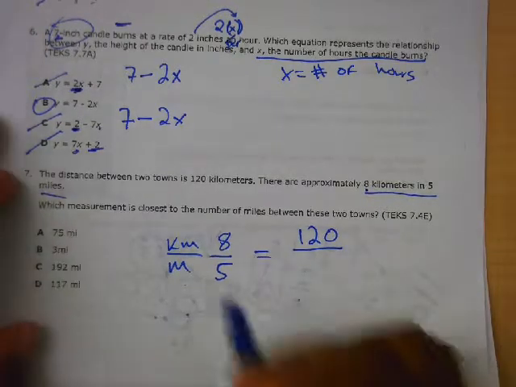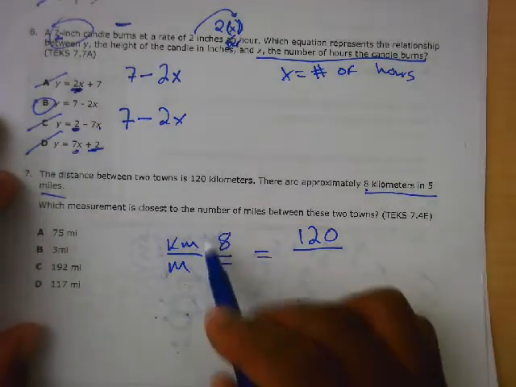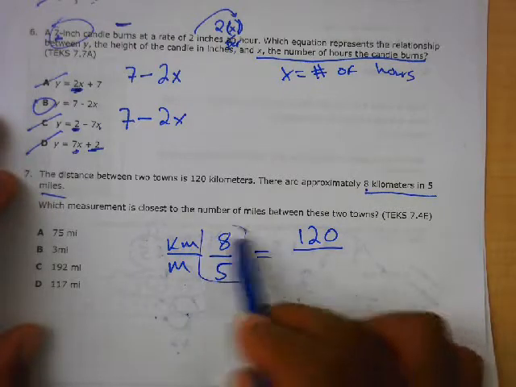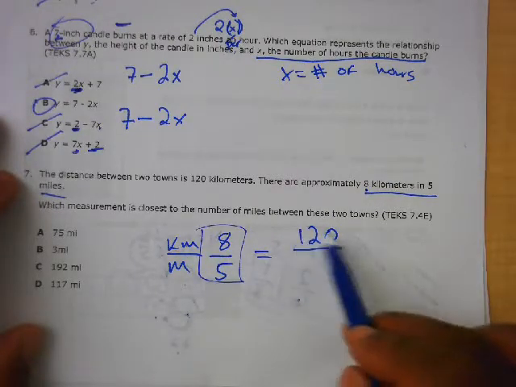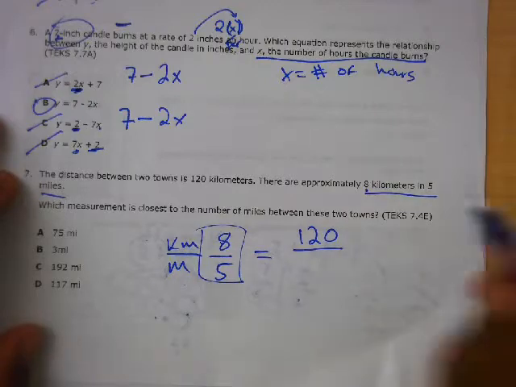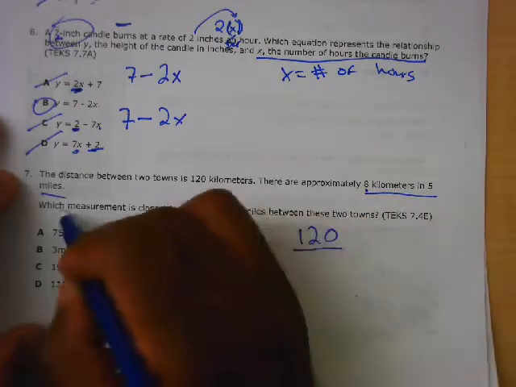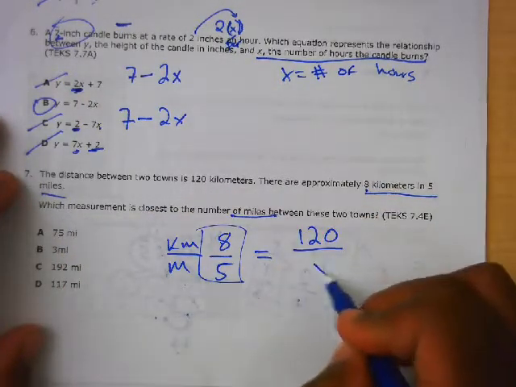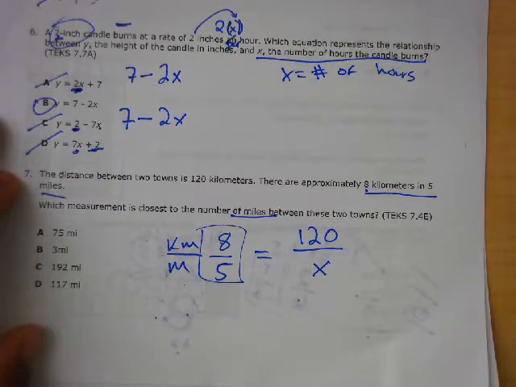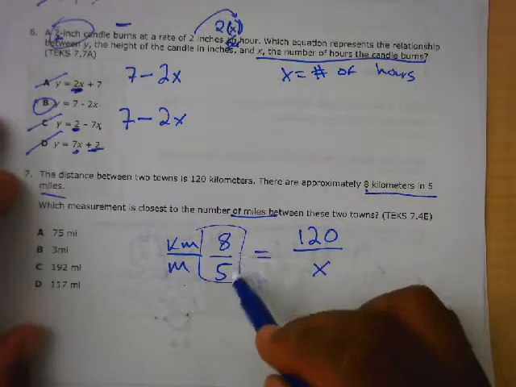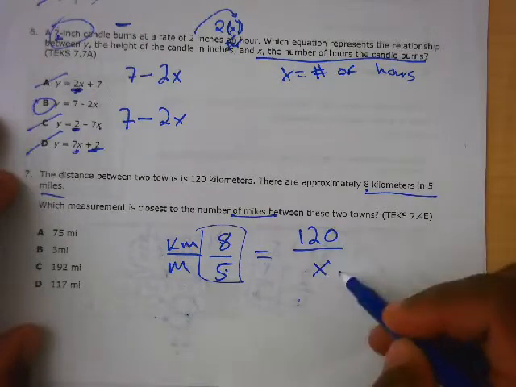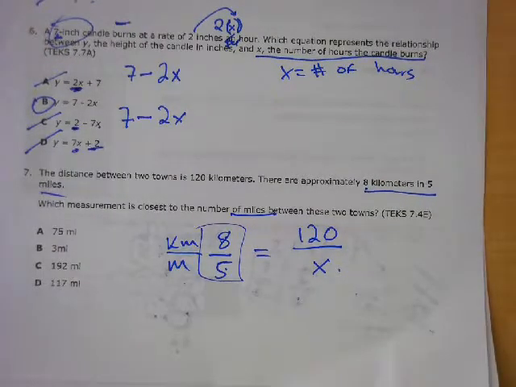So what we do is we say these 2 ratios are equal. This 8 over 5 is going to equal 120 kilometers over, we don't know how many miles. It says which measurement is the closest number of miles, so over X amount of miles. So we know that 8 over 5 is going to be equal to 120 over X. And again, we haven't gone over the proportions in class, but you did have a few of these on your warm-ups, and you guys understood what was happening. I'm just showing you the mathematical reasoning.